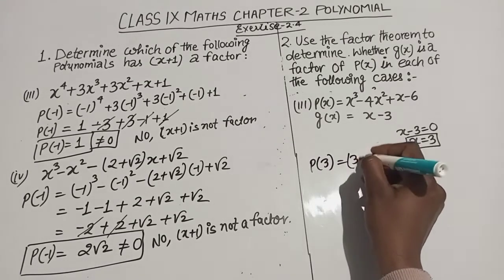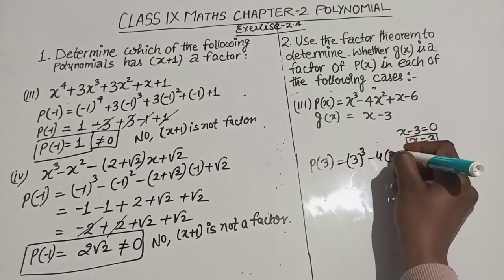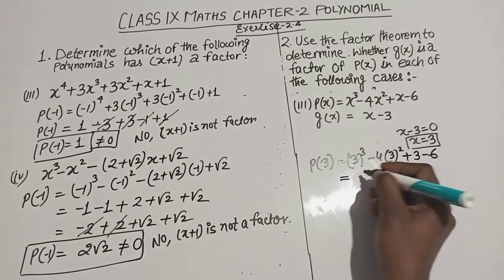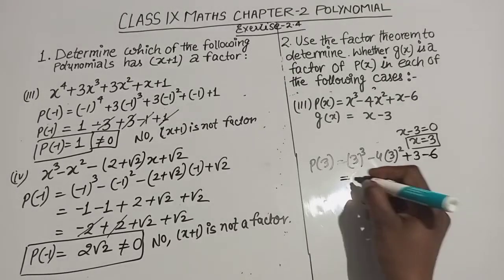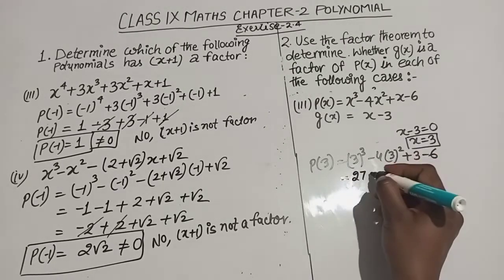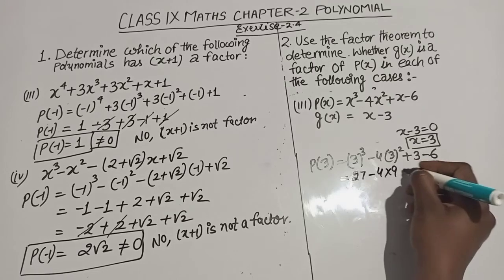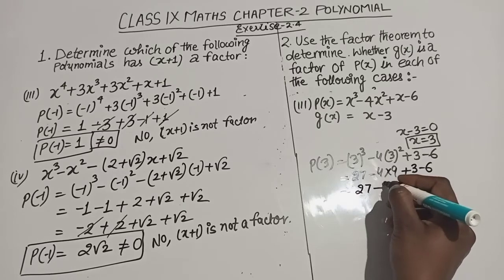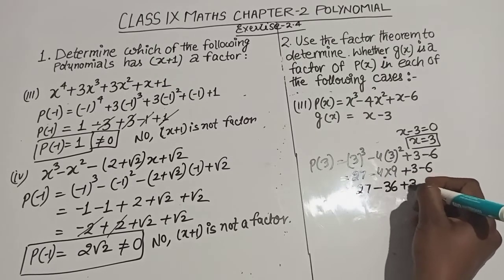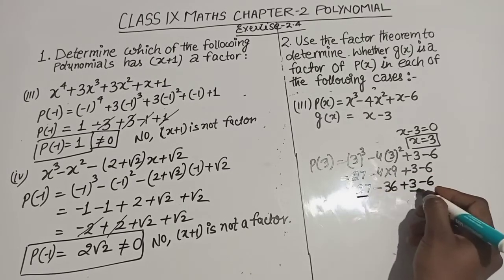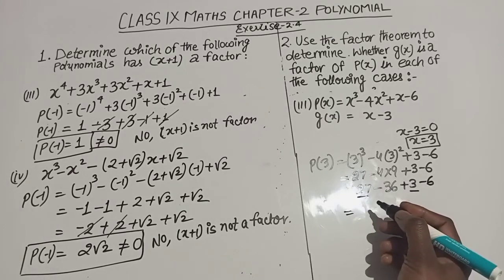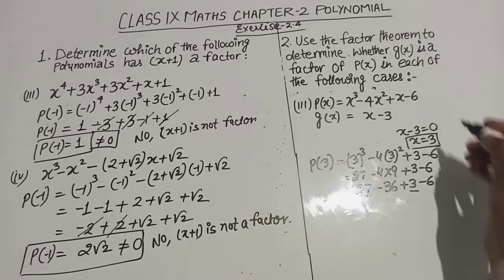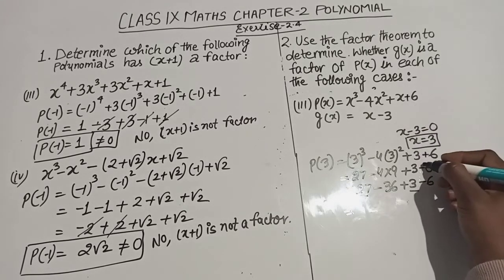So 3 cube minus 4 times 3 square plus 3 minus 6. 3 cubed is 3 threes are 9, 9 threes are 27. 3 square is 9. Plus 3 minus 6. So 27 minus 36 plus 3 minus 6.